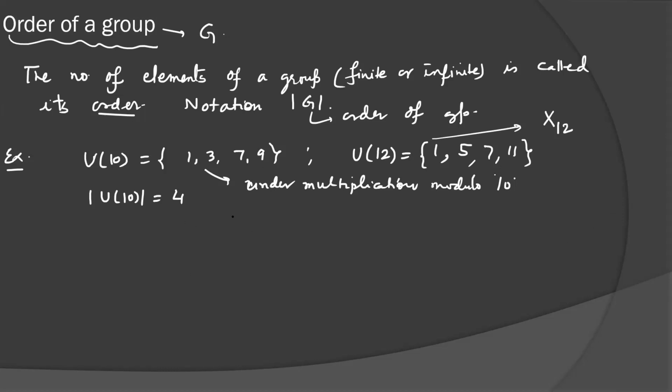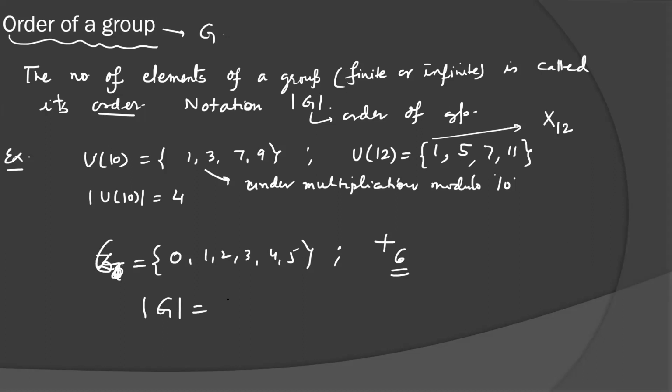Now, the next definition I am going to discuss here. Suppose we have another group, like I told you, Z6. Z6 is a group with addition modulo 6: 0, 1, 2, 3, 4, 5. It's a group with respect to addition modulo 6, and the order of this group is 6. I discussed this example in the previous lecture.